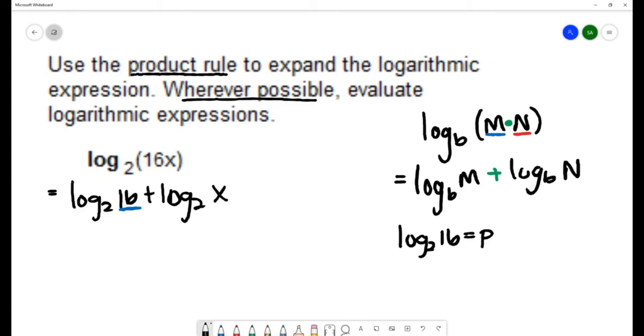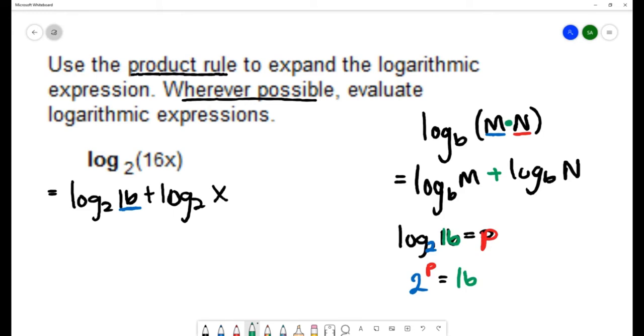Logs and exponents are inverses of each other, and so we can write equivalent expressions for those. The equivalent exponential expression would use a base of 2. The log always equals the exponent, so we'll use a power of p. And then my expression will equal what's inside the log, so that's going to equal 16. 2 to the p equals 16.